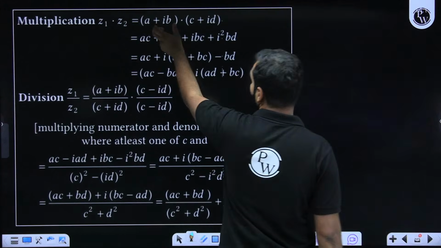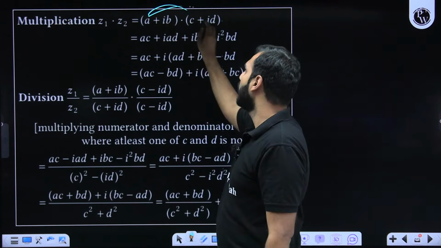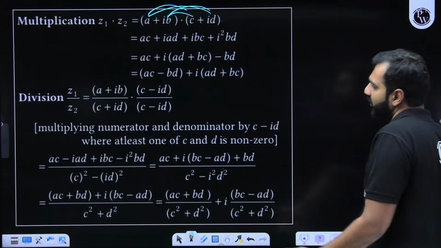Now, the next thing is, how do you multiply complex numbers? Let's say one is a plus iota b, second is c plus iota d. So a into c, a into iota d, iota b into c, iota b into iota d. And that's how you multiply it. How do you divide? You simply divide it.